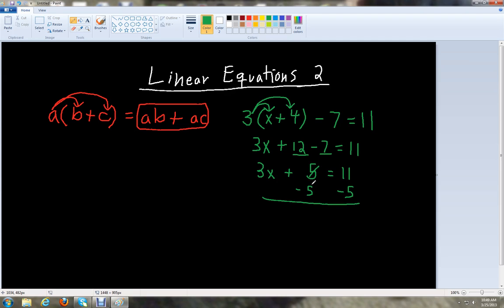So we see the 5's are going to cancel. And then we have 3x equals 11 minus 5 is 6. And then we divide both sides by 3 to get x by itself. So x equals 6 divided by 3, which is 2. X equals 2. And I will let you check on your own to plug in x equals 2 back into the original equation to make sure that the equation is true. And it should be true. So x equals 2.